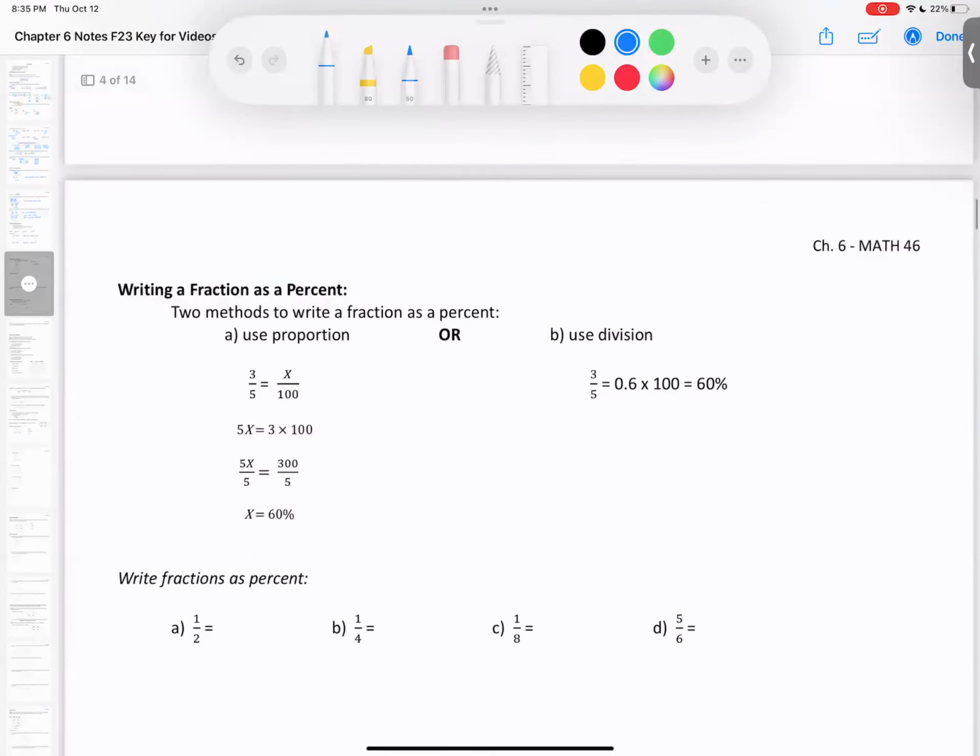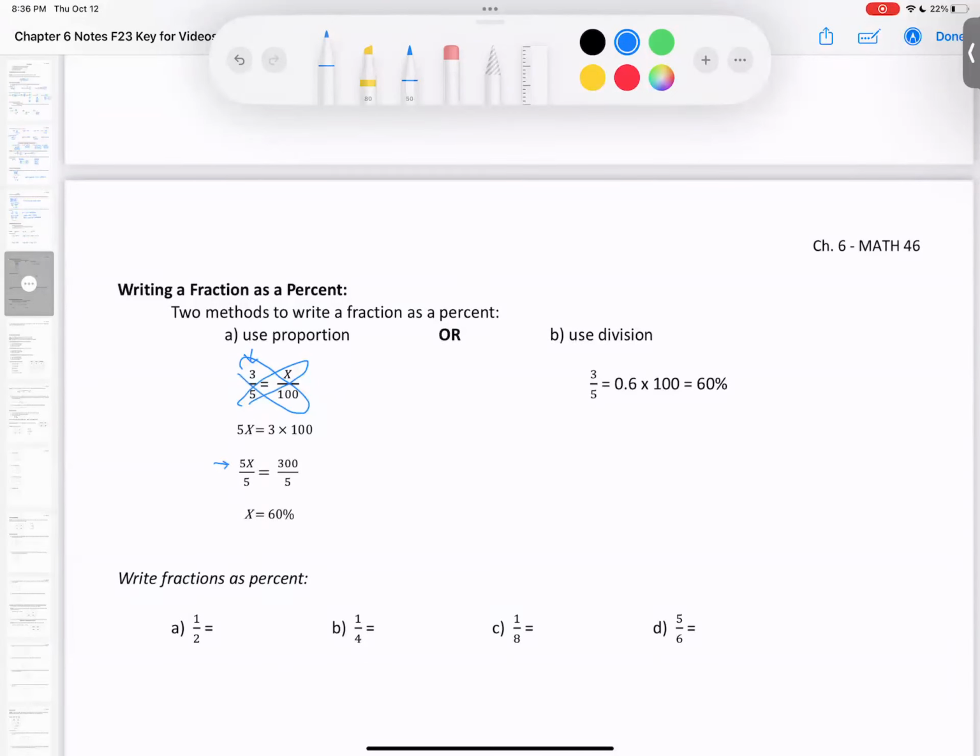Okay, moving on to writing fractions as percent. So this is similar. We've already done this where we've used proportions. So if you have a fraction like here, we've got 3 over 5. Remember, we can think of that as an equivalent fraction over 100. That will give us the percentage. So here they've done the cross product. So 5 times x equals 3 times 100. And then we end up with this line, 5x equals 300.